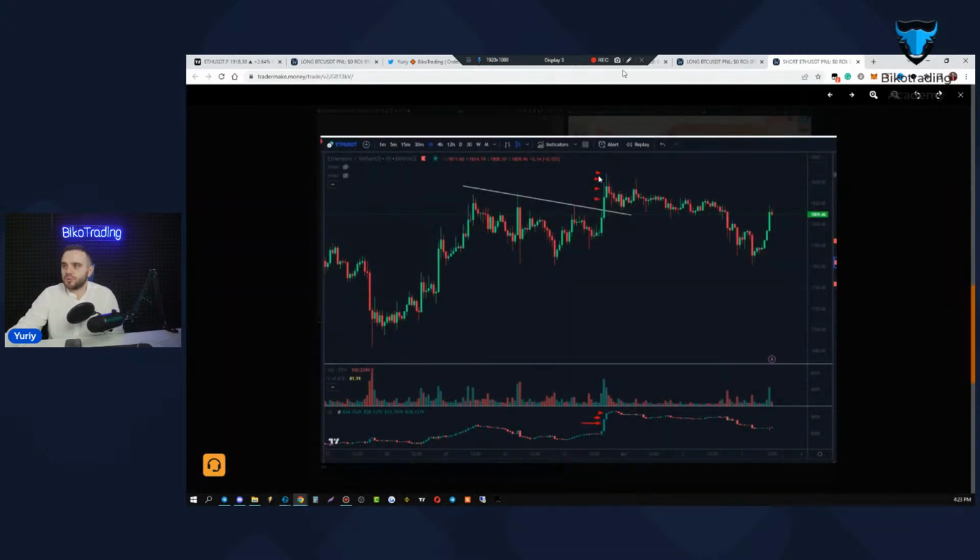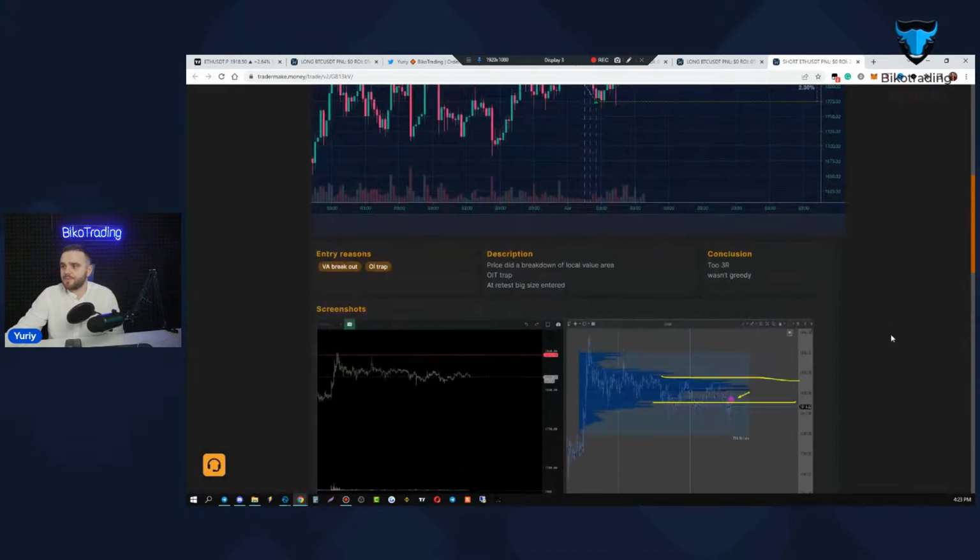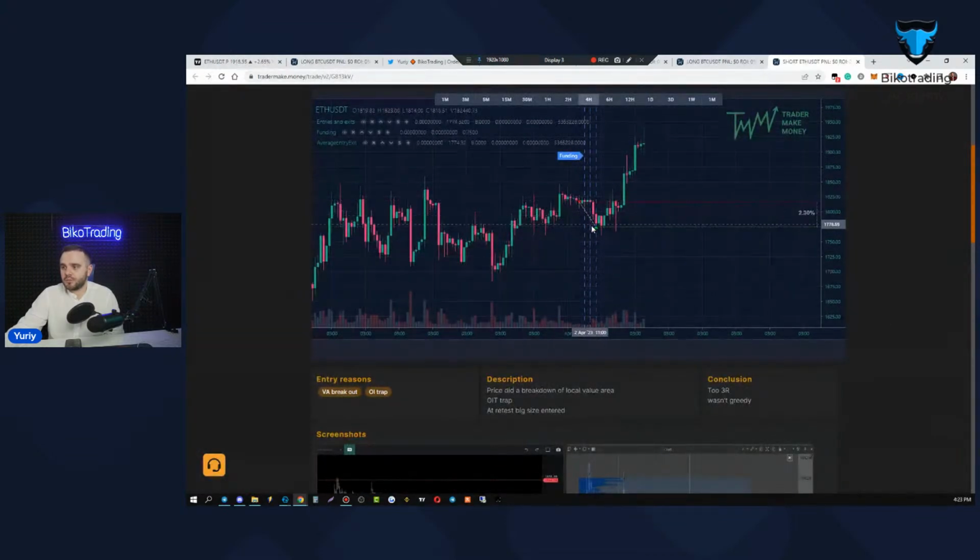This one, beautiful trap. Have a look at this one. And after that, pay attention, beautiful drop. This one, I wasn't greedy because I set take profit before the level. This time, as you can see, they didn't clear the level.